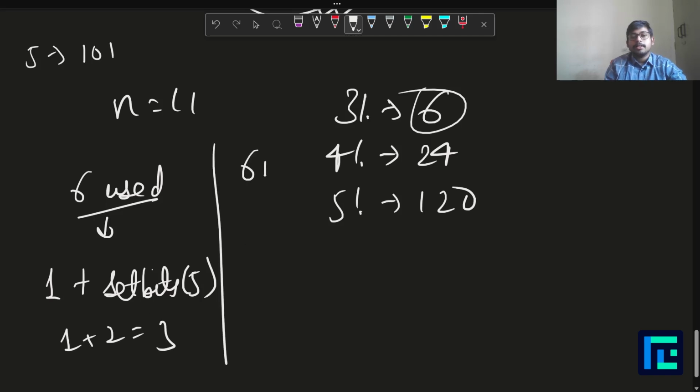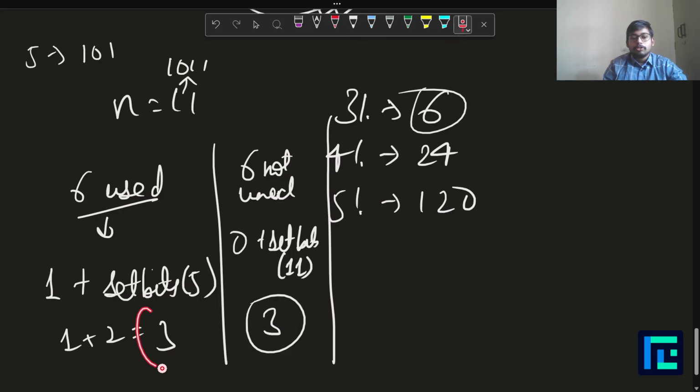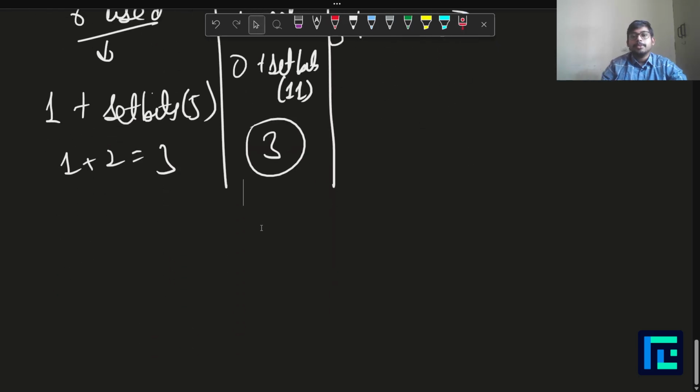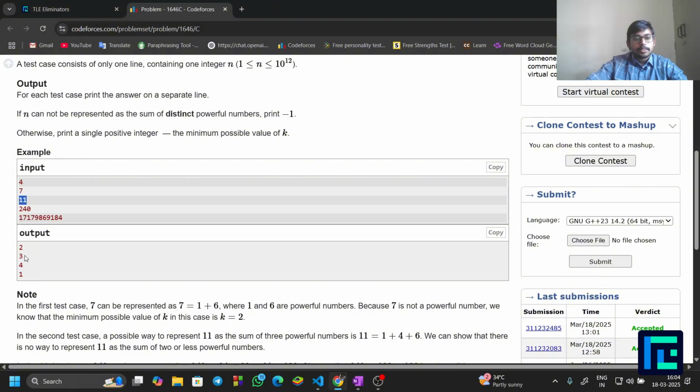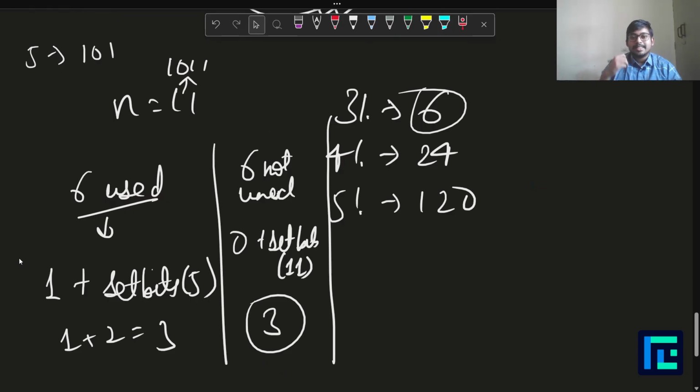Okay, other possibility is 6 is not used. In that case what do we have? No numbers are used among type 2, and the number of set bits in 11. So binary representation of 11 is 1011. So number of set bits is 3. Okay, so in both the cases we got 3, so minimum among them would be 3. So our final answer would be 3. For the second test case, we can see our answer is 3. I hope the dry run is also clear and the complete logic is clear to you.